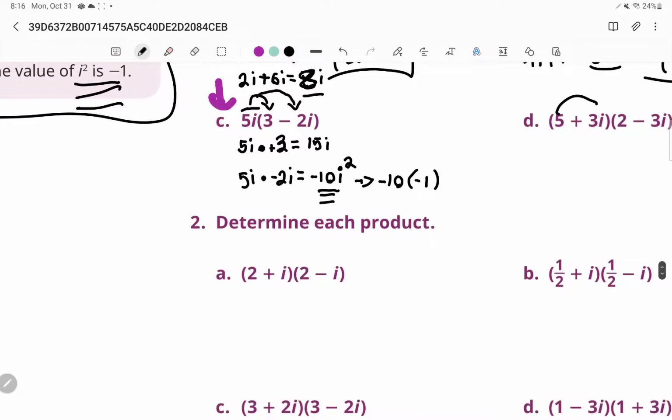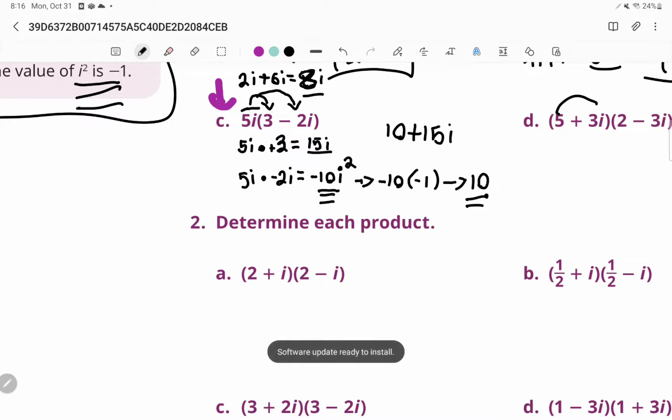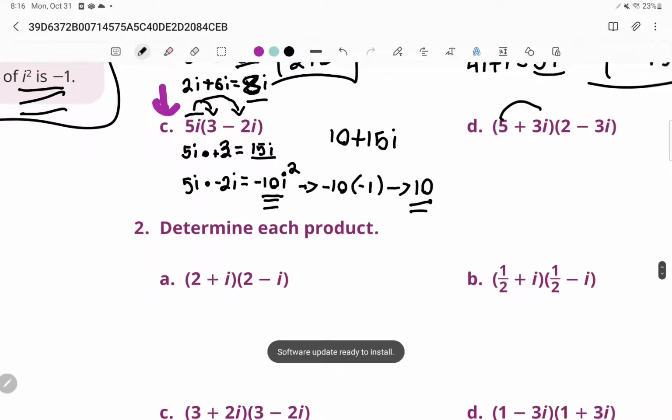Now, once I do that, you're going to notice that I'm going to get a real number, and my real number is going to be 10. Okay? Now, I'm finally done. I have my two numbers. I'm going to put my real number first, so it's 10 plus 15i. Are we good? And that is my answer.